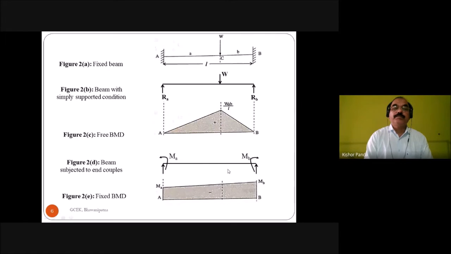Then you have to take the fixed moments. That is, you have to take the end couples, and due to these end couples, you have to draw the fixed bending moment diagram. By taking the end couples, that is the moment at the end A and B, then you have to draw the bending moment diagram.